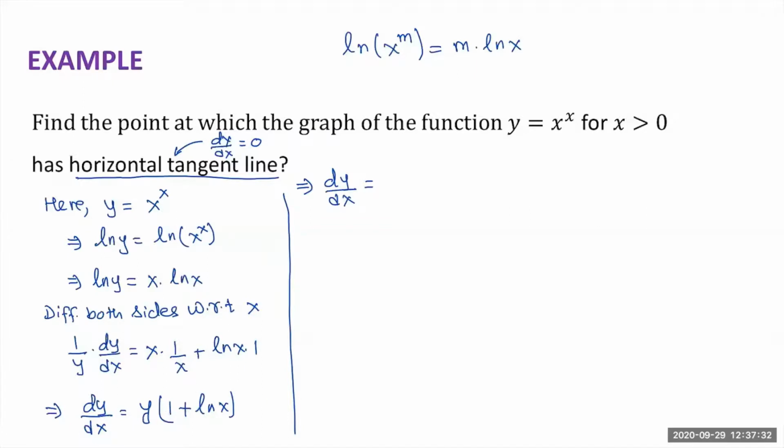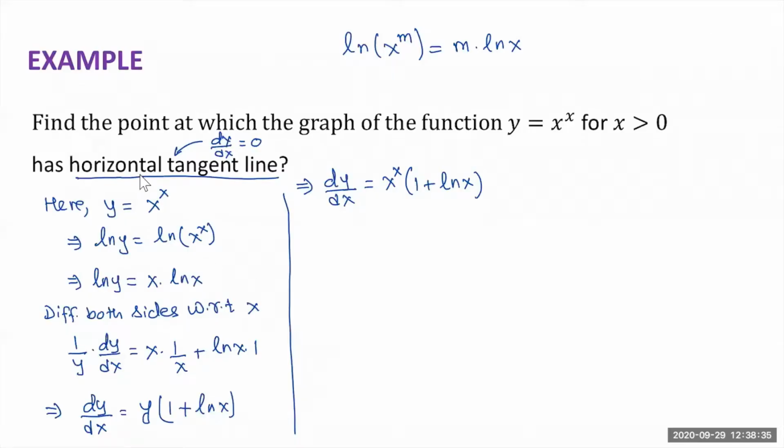So we can rewrite this as, my final derivative will be dy over dx is equal to, if you remember what was y, you can see y is x to the x. So in place of this y, I can write x to the x. X to the x multiplied to 1 plus natural log x. So that is the derivative of the function. So far, we are able to find the derivative of the function y equal to x to the x.